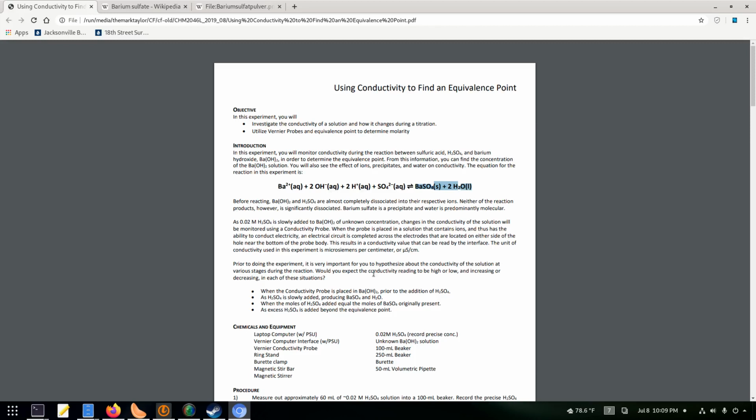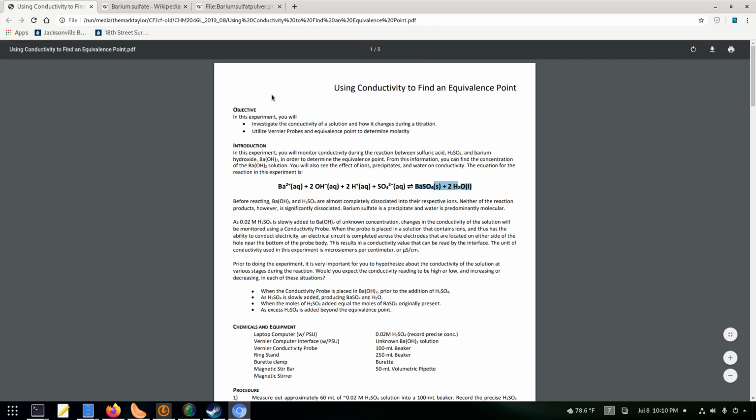So what we're going to do is we're going to use a conductivity probe, and we're going to slowly add our components. And as we get closer and closer to this endpoint, our conductivity is going to drop and drop and drop. And as soon as we've passed the endpoint and started adding more of the sulfuric acid into it, we're going to start to see the conductivity go up again.